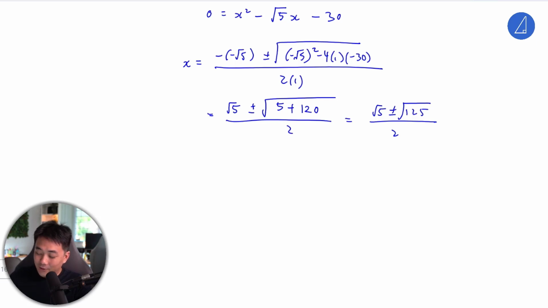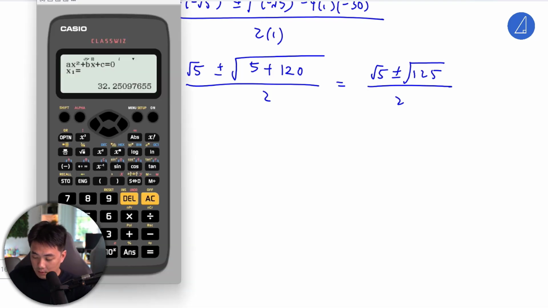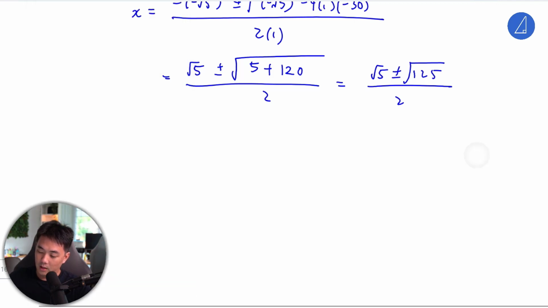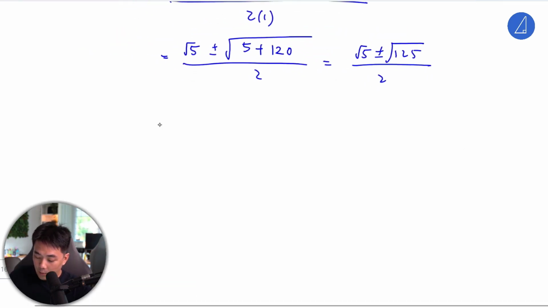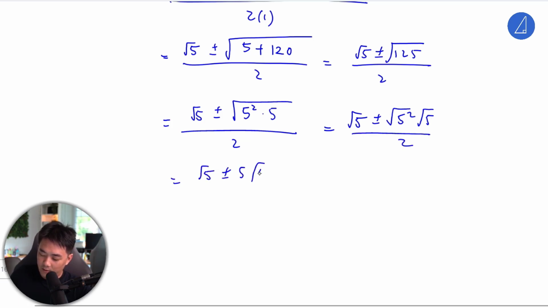Yes. Okay, so 125. Similarly, in this case, you prime factorize it. Always prime factorize your number here. If you're too concerned, what you do is just take 125, divided by 5, then divided by 5 again. You realize it's 5 to the power of 3. So in this case, what we get is root 5 plus minus square root of 5 squared times 5. Okay, 5 to the power of 3, so you can square root it. Root 5 plus minus 5 root 5 over 2.